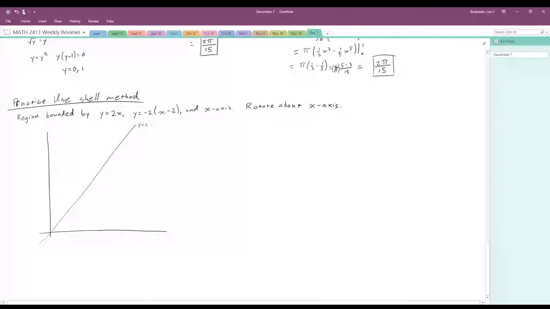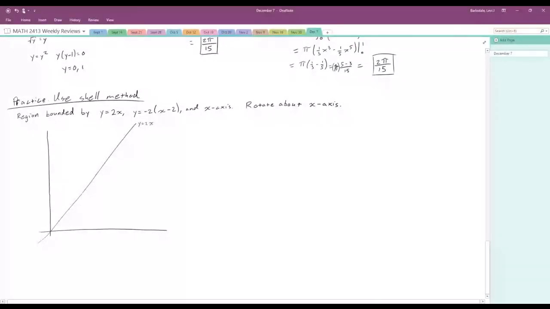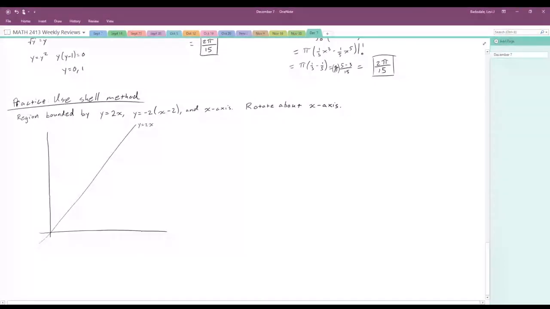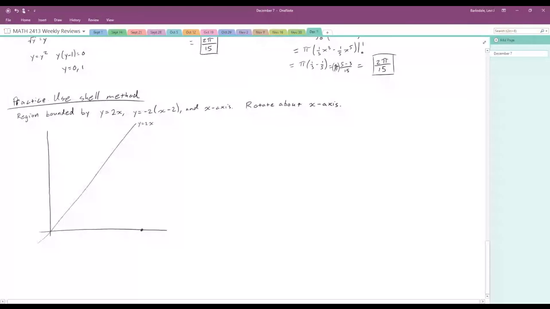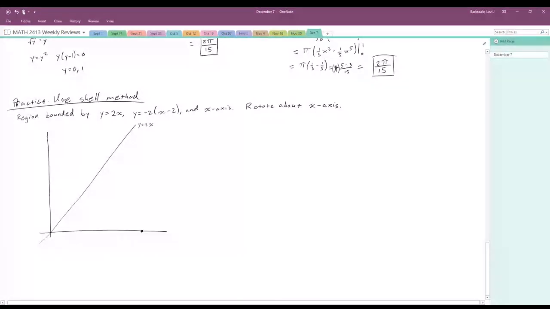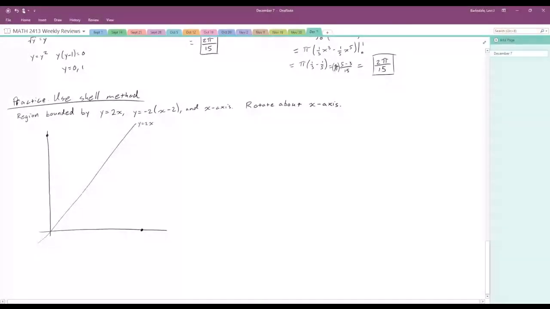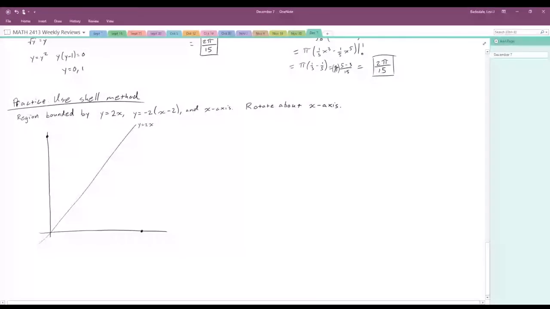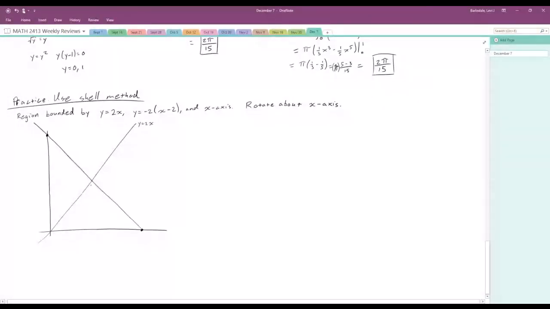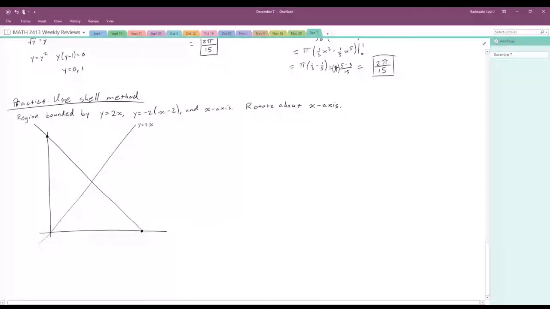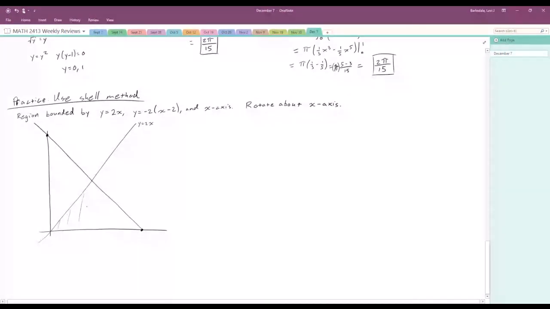And we also have our curve y equals minus 2 times x minus 2. So at x equals 2, I know this is going to be equal to 0. And I also know that at x equals 0, it'll be equal to 4. So because it's just a linear function, I'm going to go ahead and graph that like that. So this is the region that I'm interested in, this little triangular spot right here. Go ahead and do some light shading so we're all on the same page.